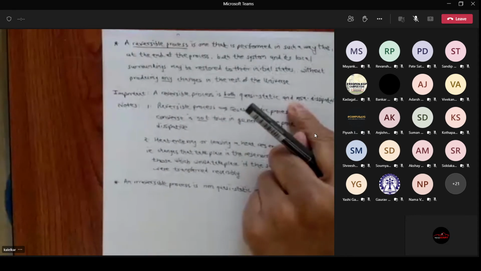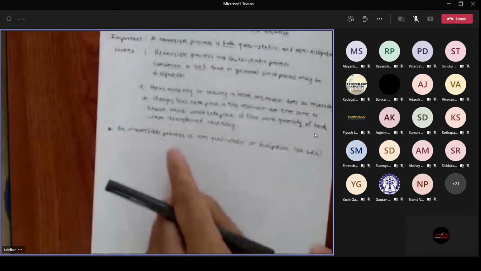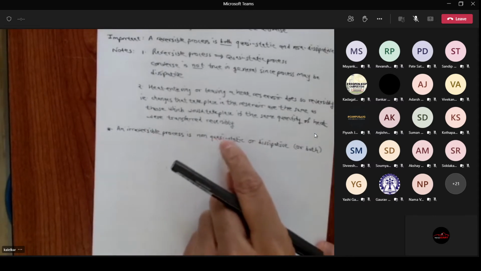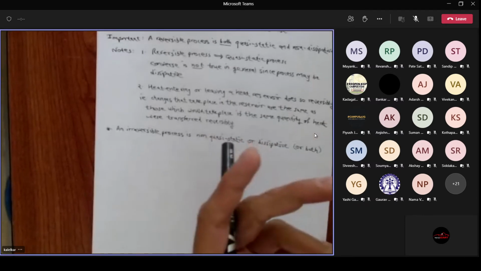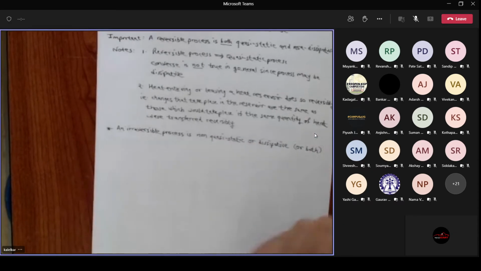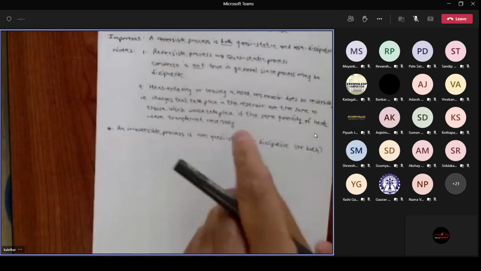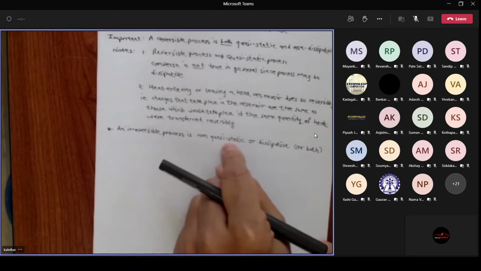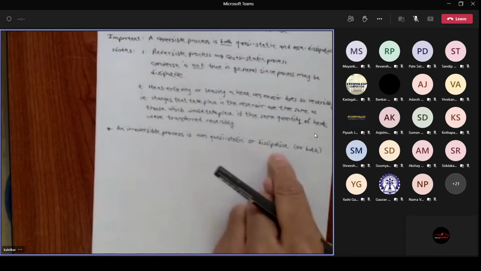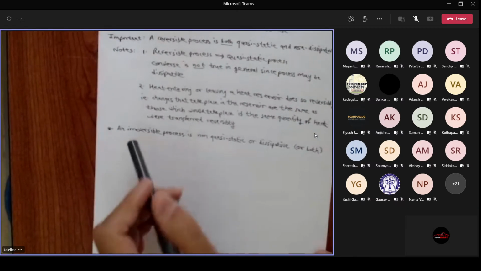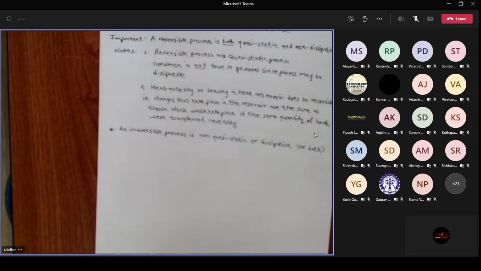Okay. The negation of this statement is: an irreversible process is non-quasi-static or dissipative or both. That's an irreversible process. So if you have any process which is non-quasi-static, for example free expansion or Joule-Thomson expansion, or it could be dissipative, maybe there's a friction somewhere in the system, then you can directly say the process is irreversible. That clear?